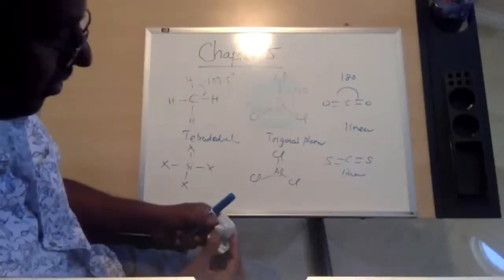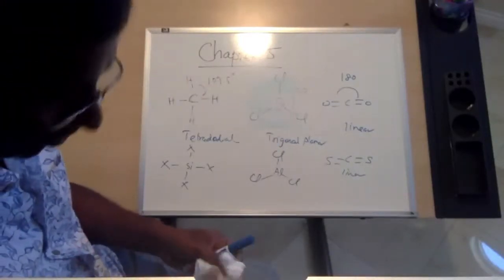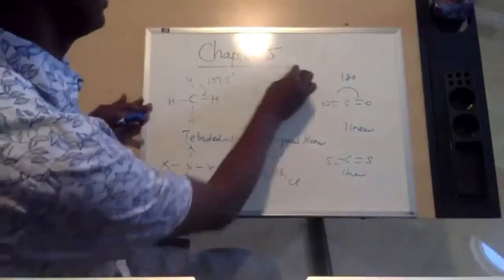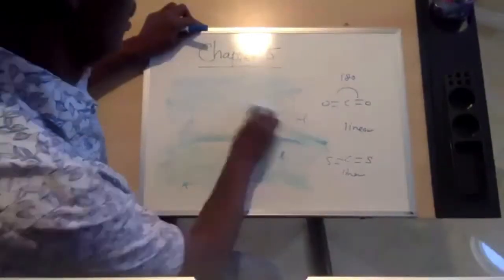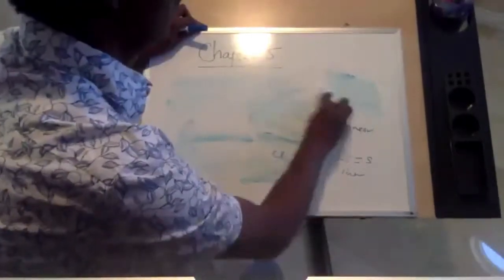Okay. So now we'll move on to the second example, where the central atom has a lone pair of electrons, and then we'll go to the next example.